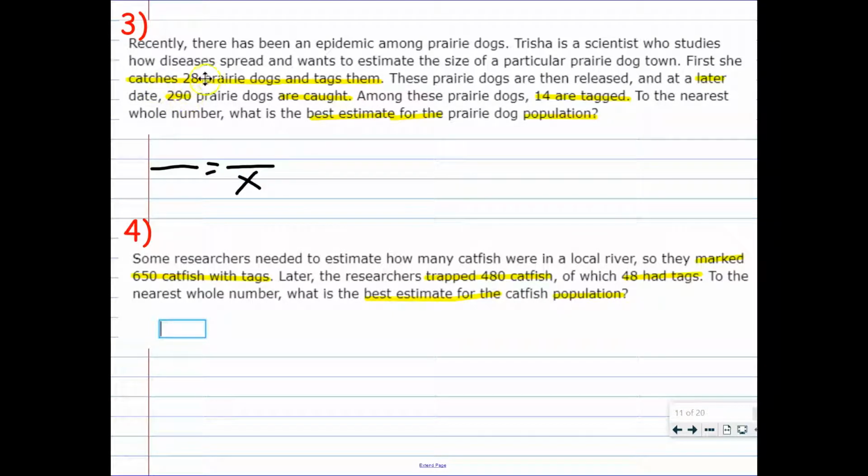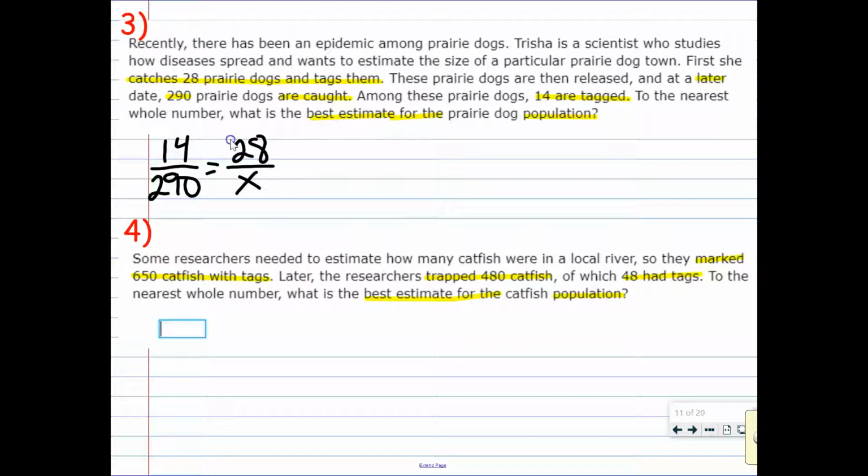All right, so we start here with the 28 prairie dogs. That's actually not the sample. We know that out of all the prairie dogs, 28 of them have tags. 28 of them are tagged. Okay, later on, now we have our sample. 290 prairie dogs are caught, and among that sample of 290, 14 are tagged. So go ahead and take a second and copy down this.